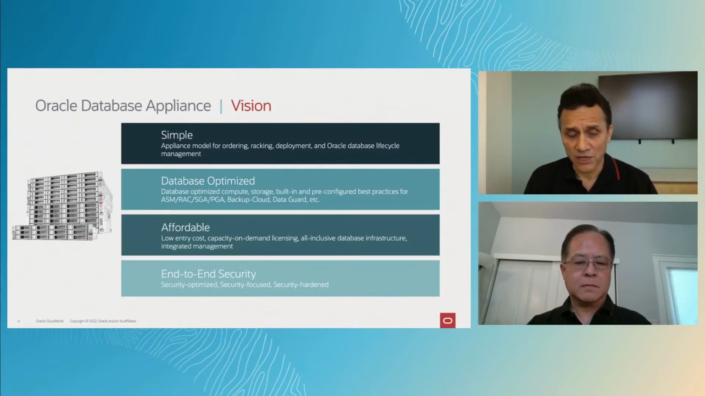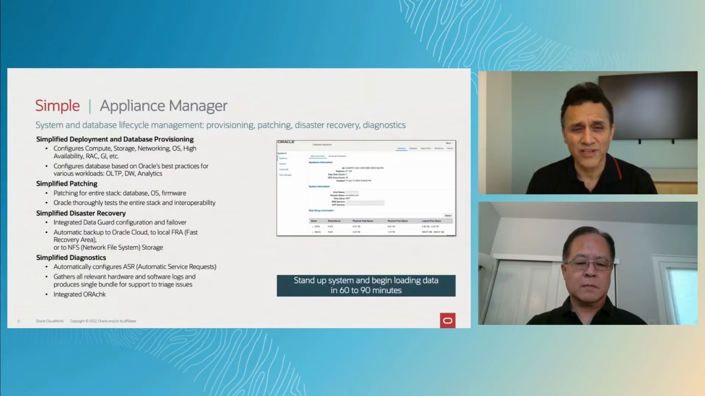Now, make it affordable, right? Provide a low entry cost, but also give us the capacity to manage the licenses. We can start small and then grow as our business needs grow. And make it end-to-end secure. Now, in the next slides, I'm going to go through each point to give you more information. And we're going to start with simple.